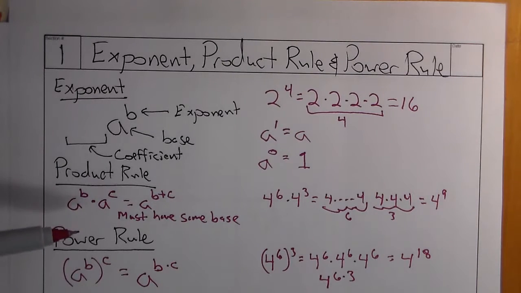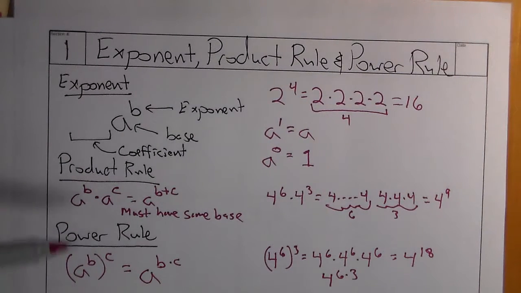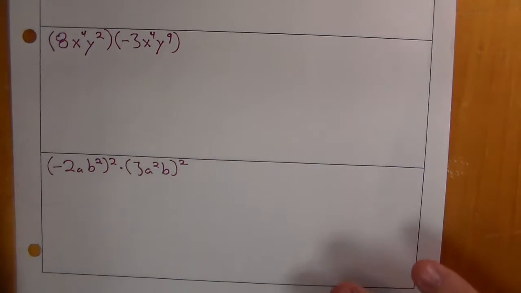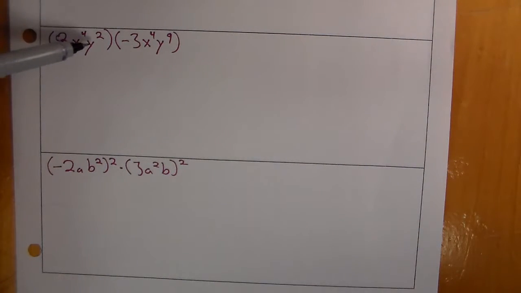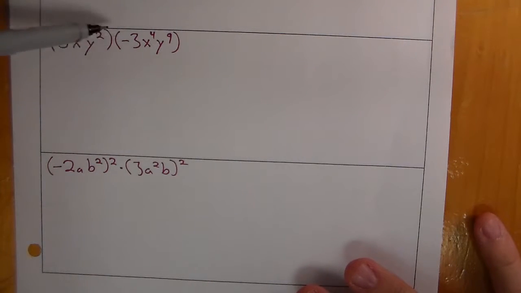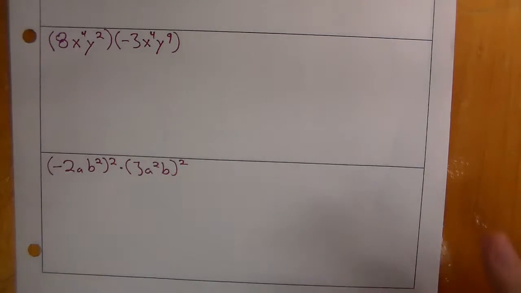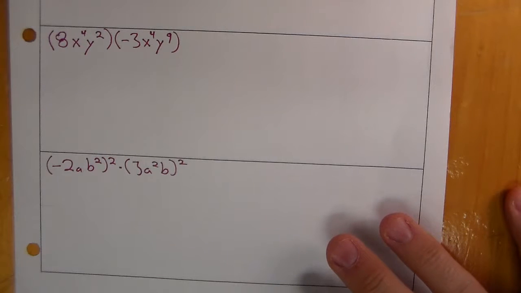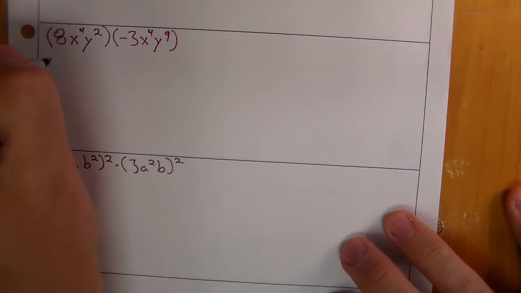Now we have to be careful not to mix those up, the product rule and the power rule, but these are the two rules we're going to use for simplifying expressions. When we look at 8x to the 4th y squared minus 3x to the 4th y to the 9th, we don't have any exponents on the outside where we have to worry about the power rule. So let's just resort things and look at what we have in common.